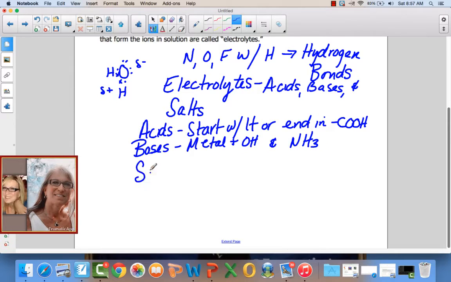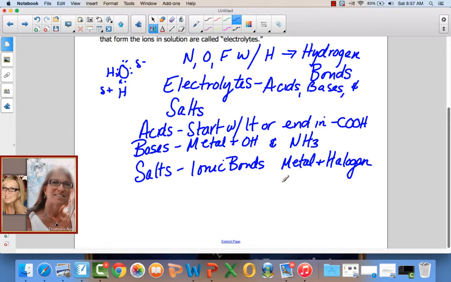And lastly, salts. Salts generally contain ionic bonds. So this can be a metal and a non-metal. Specifically, we usually see this with a halogen. It can be a metal and a polyatomic. I'm just going to write poly. Or it can be two polys. So that's how you recognize an electrolyte.